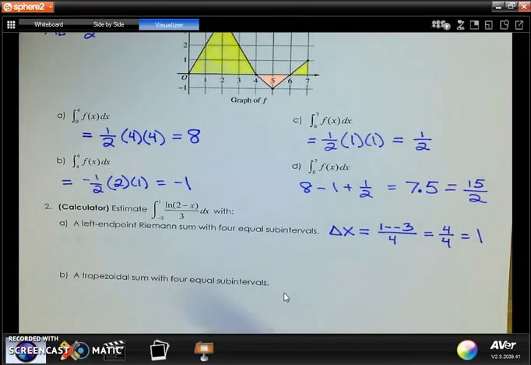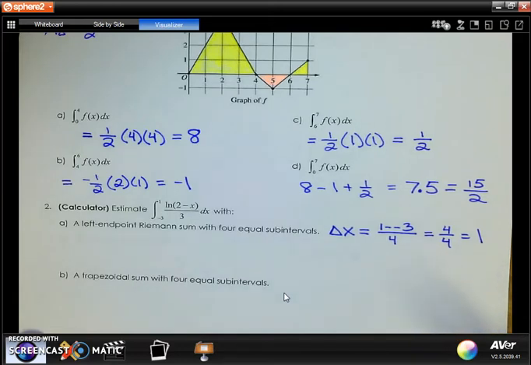So the first thing you want to do here is figure out your delta x. In this problem, delta x is top minus bottom divided by however many subintervals you want. So here it's 1 minus -3, and it said 4 subintervals, so that's why this 4 is here. And that means that the width of each rectangle is going to be 1.